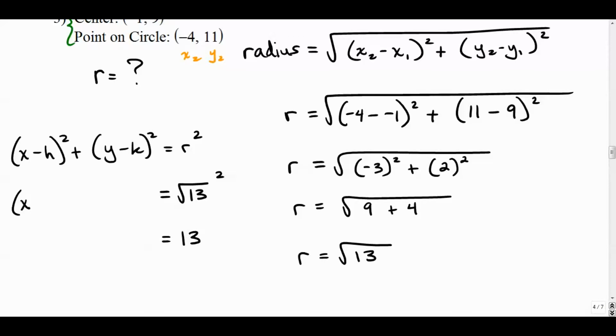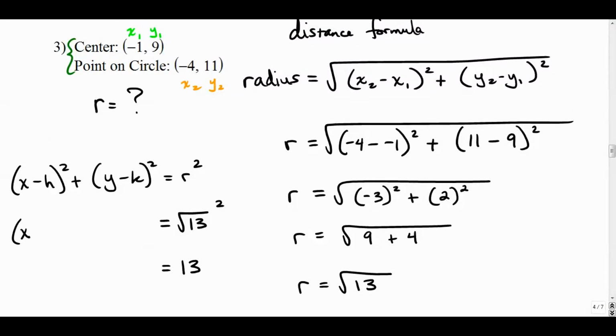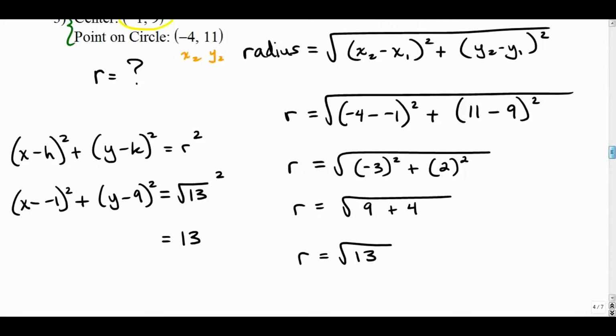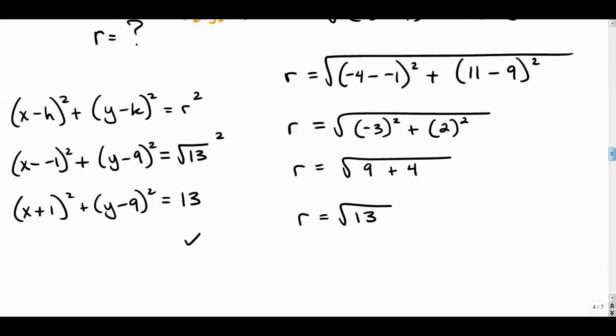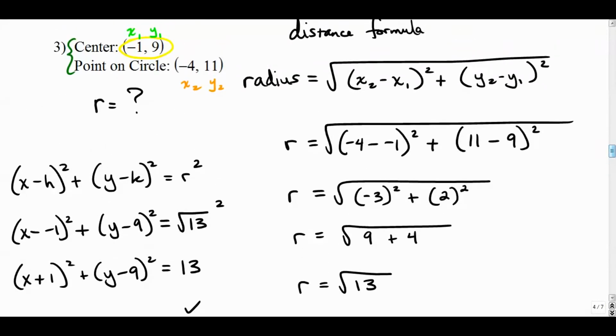And our center, let's see, let's cruise back up here and see what our center was. This, remember, was h comma k. So it's x minus negative 1 quantity squared, y minus k quantity squared. And we'll just simplify that minus minus, and we're done. There we go. So that's how you write the equation of a circle when given the center and a point on the circle. We have to find the radius first and then plug it back into the original formula.